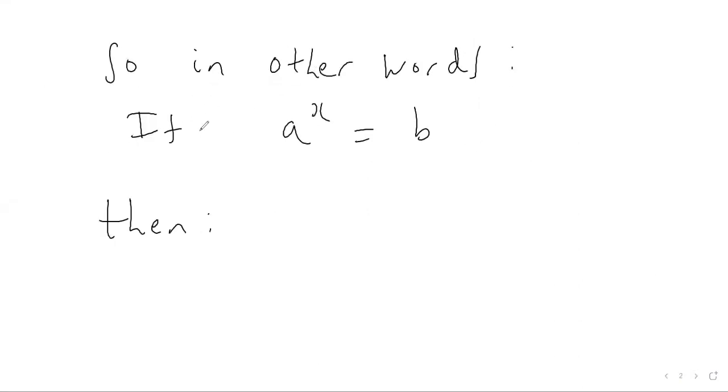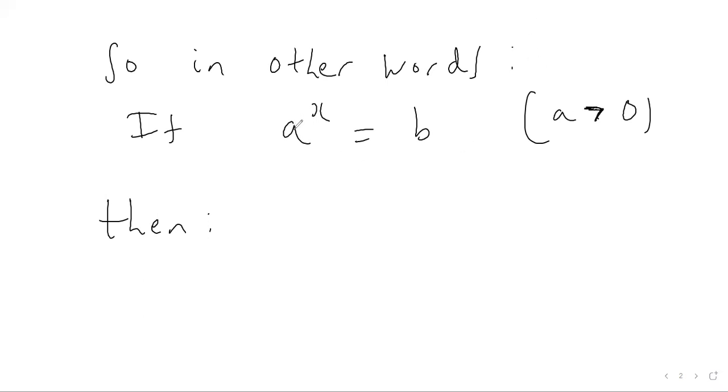So in other words, if a to the power of x is equal to b, where a and b are just some real numbers, I'll say that a is bigger than 0. It can't be negative, because as we discussed yesterday, when you take fractional indices of negative bases, you get undefined maths errors in your calculator. So we just want to make sure that these bases are always positive.